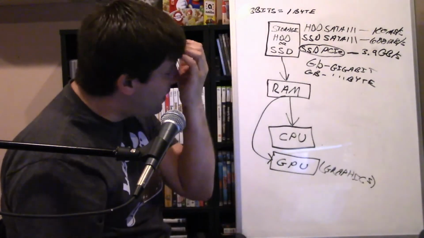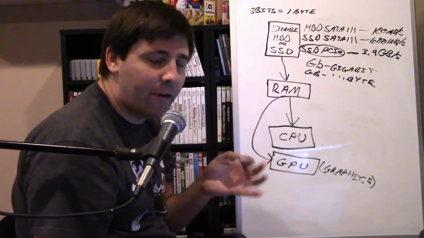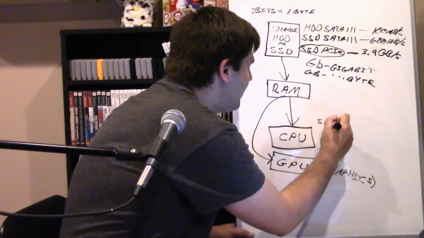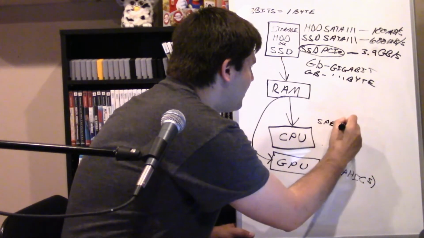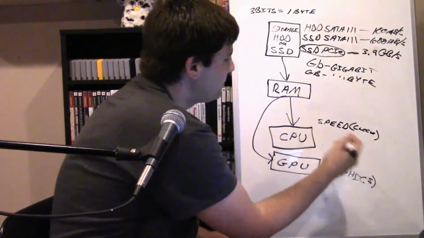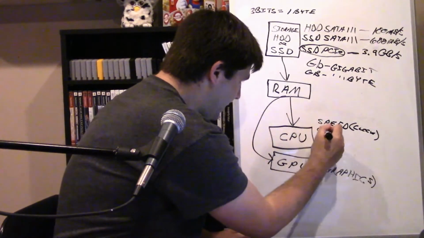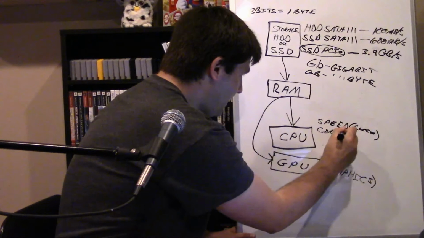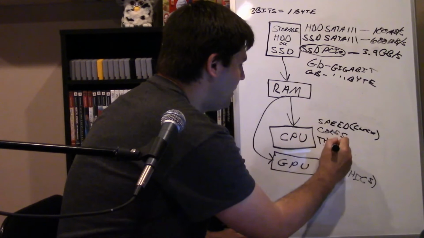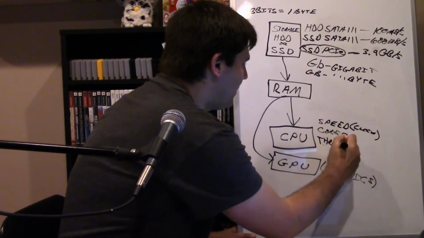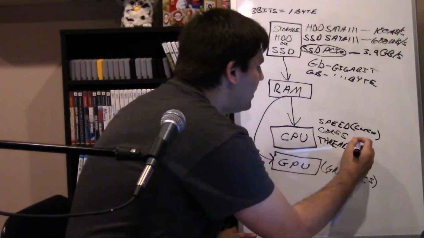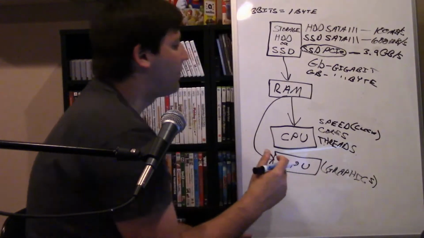So CPUs have 3 main characteristics that everyone tends to look at. The first one is the speed, or clock. The other one is the number of cores it has, and the other one is the number of threads it has, if applicable. Sometimes there are CPUs that don't have multiple threads per core.